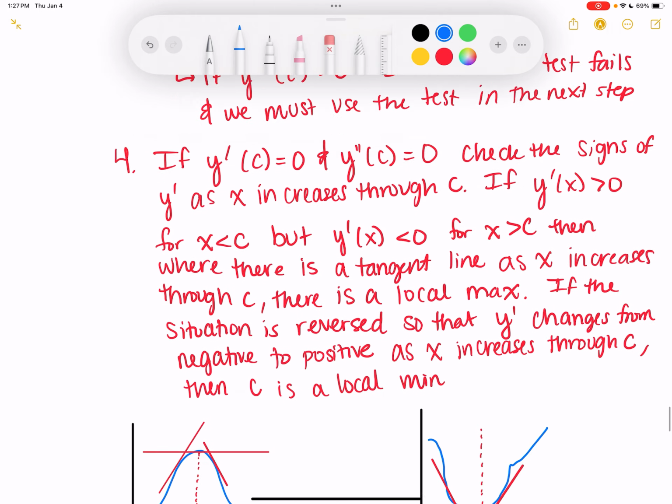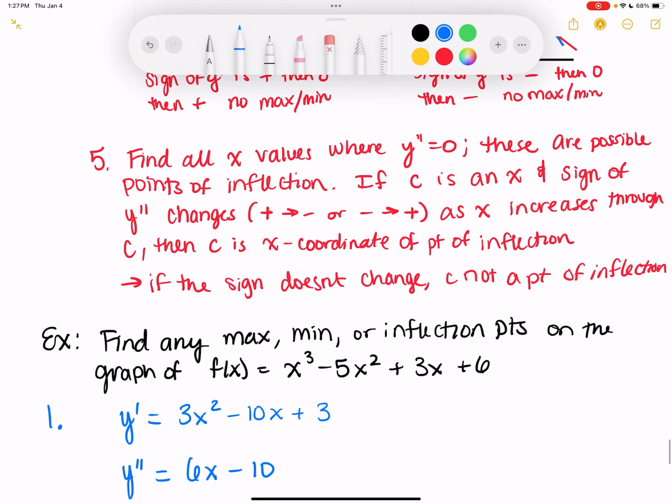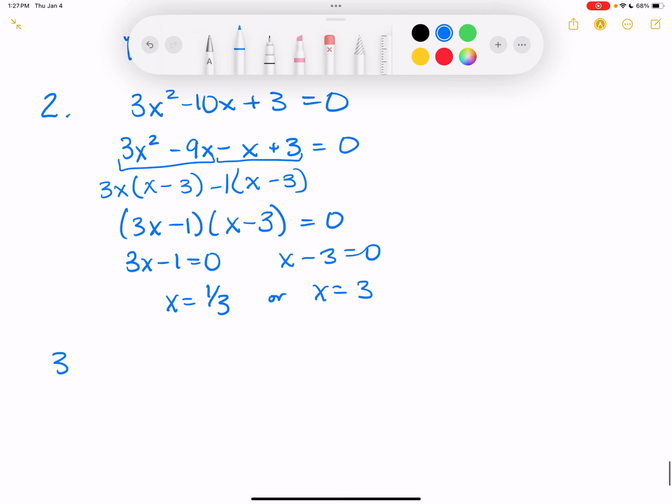All right, step 3. Let C be a number for which y prime is 0, so that's what we just found. We're going to check the sign of y double prime at C. So we're going to take that number that we just got and plug it into the second derivative and see if it's greater than 0, less than 0, or equal to 0. And we're going to hope that it's not equal to 0 because that just needs more work. So we're going to have to do it twice. There's two numbers.